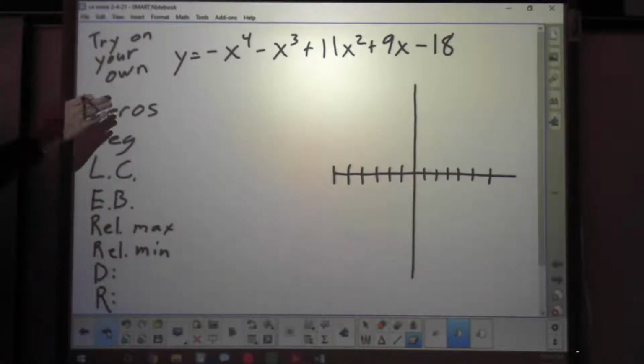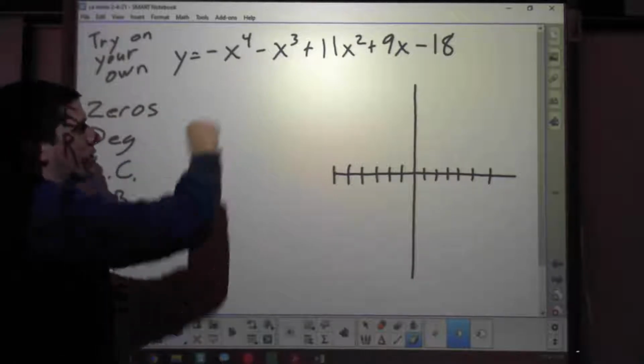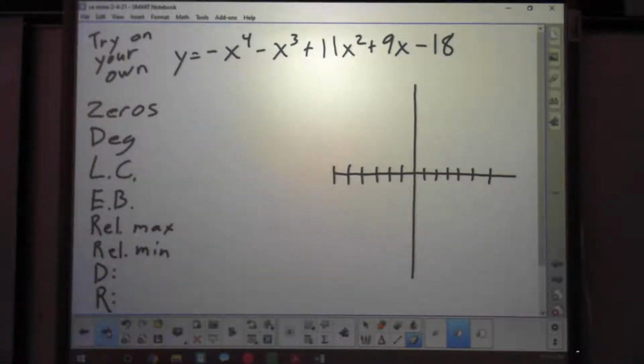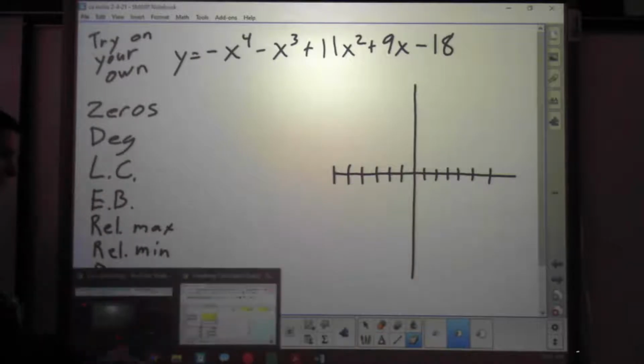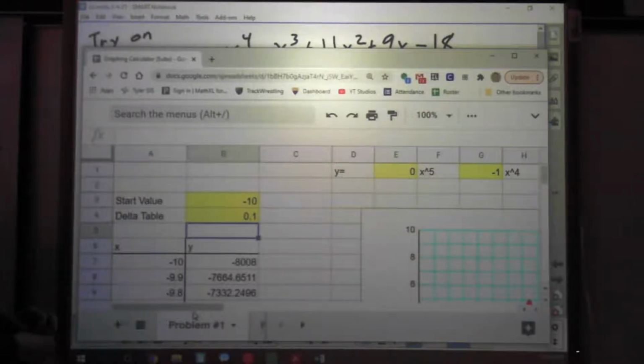You have y equals negative x to the fourth minus x to the third plus 11x squared plus 9x minus 18. So go ahead and hit that pause button. Try this one on your own. All right, now that you're back, let's take a look at this right here.